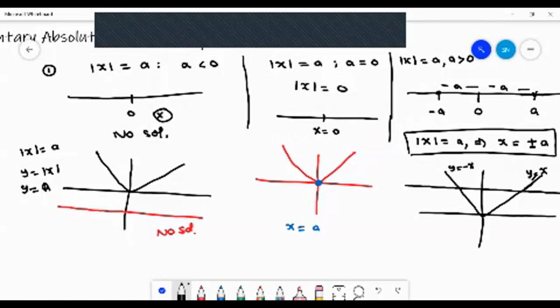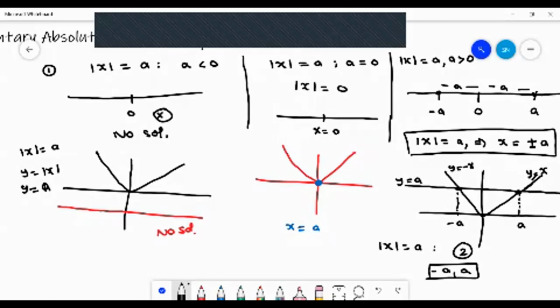minus x. If you are getting a point of intersection with x is equal to a, at this point the abscissa is a, and at this other point of intersection, the abscissa is minus a. So you can say there are 2 points of intersection, which are a and minus a. Therefore, the number of solutions of mod x is equal to a when a is greater than 0 is 2. Two solutions which are a and minus a, plus or minus a. So that way you can understand elementary absolute equations.